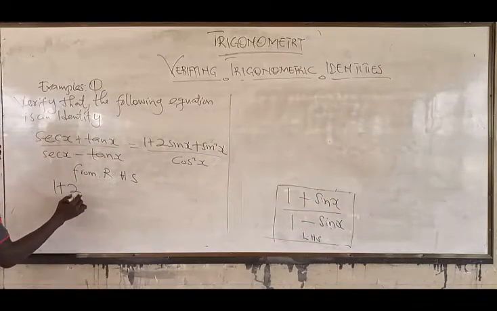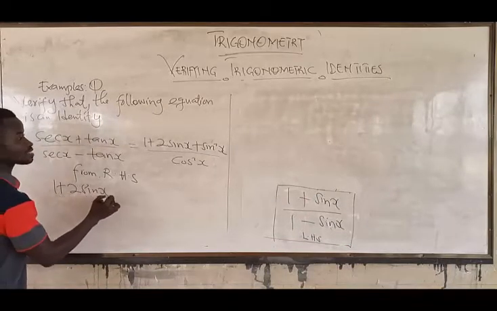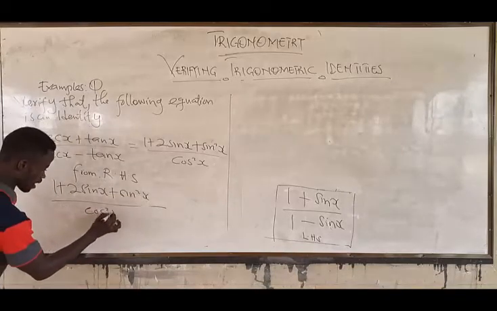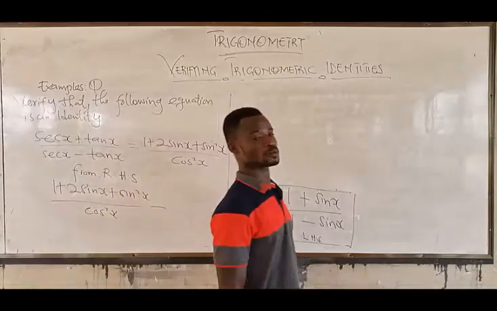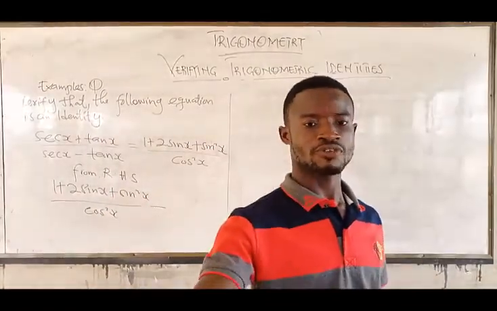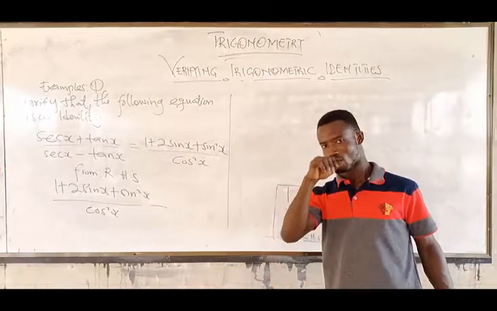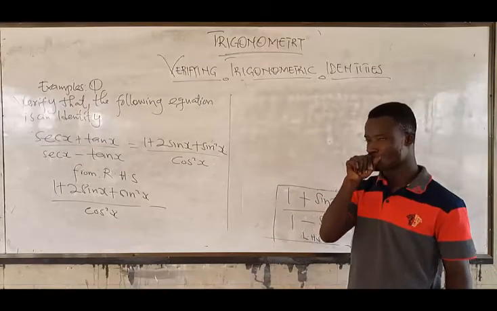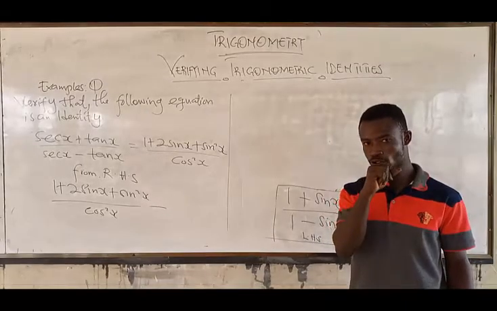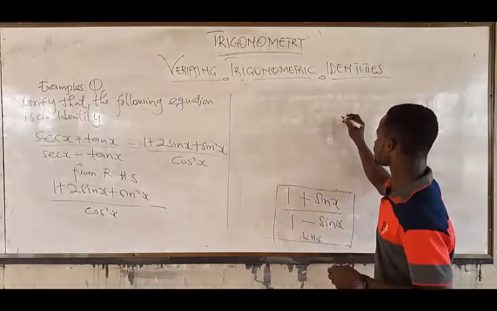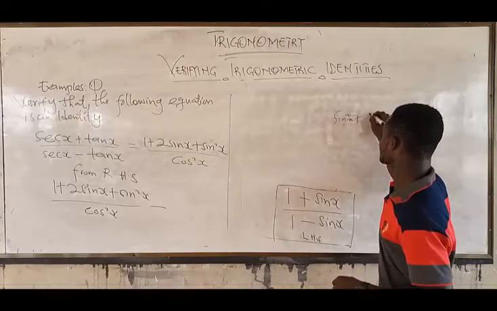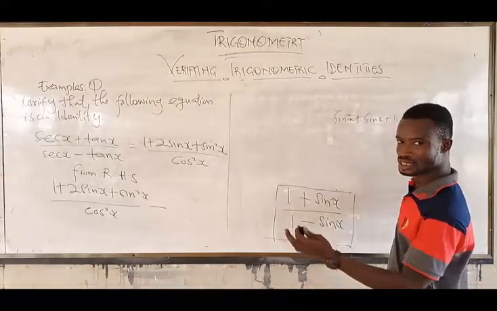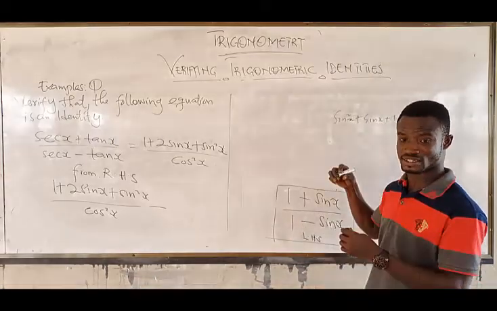1 plus 2 sin x plus sin square x over cos square x. I don't know if you can remember from the rules that if you have, let's say, sin square x plus sin x plus 1, it is going to be the same as, or you can factorize it.